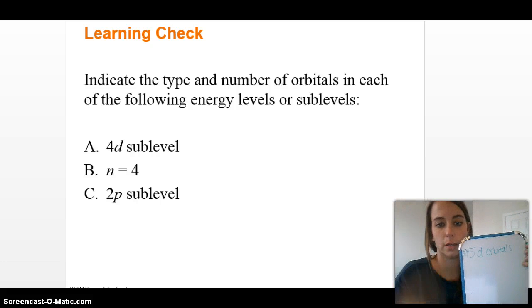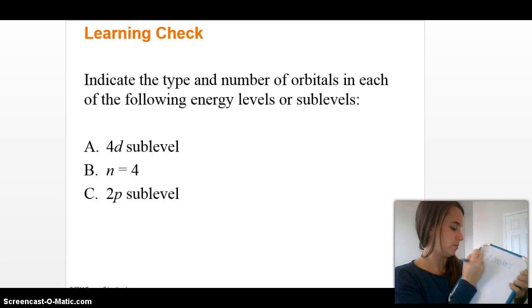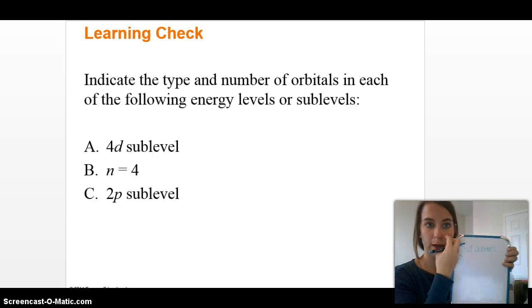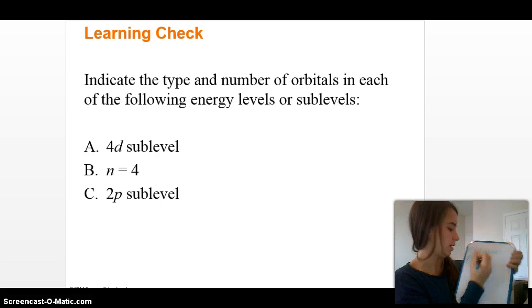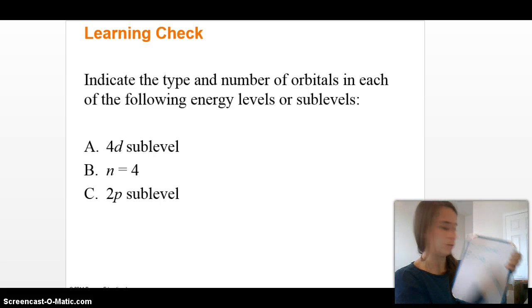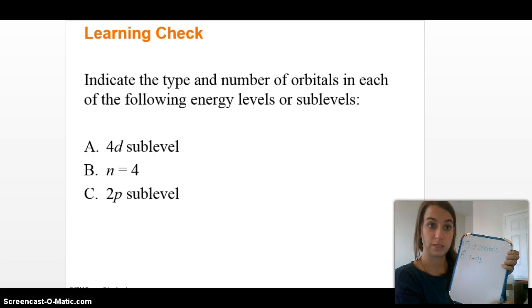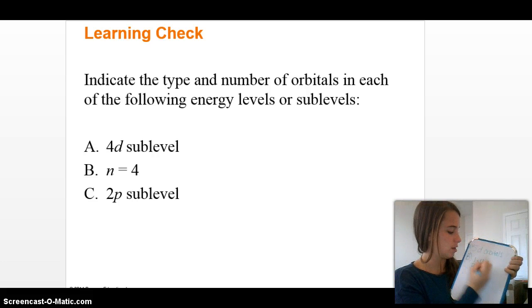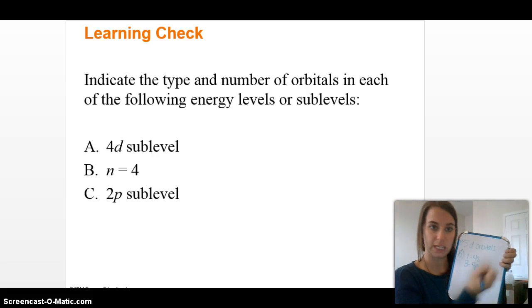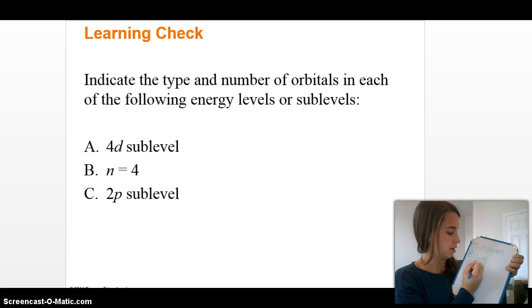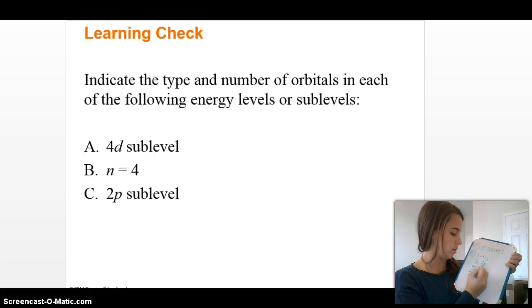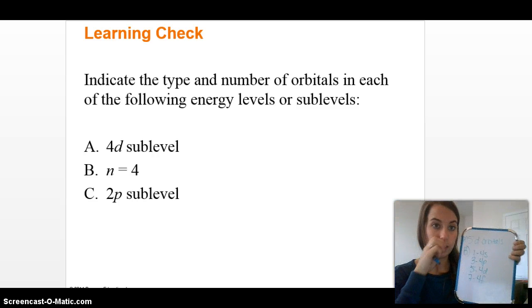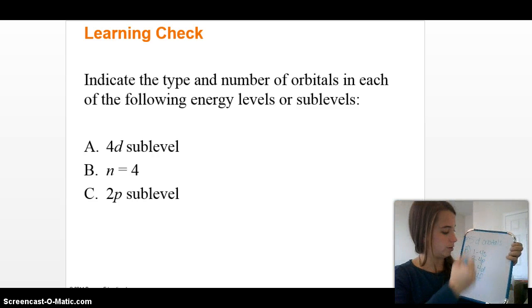4D orbitals, technically. In n equals 4, well, n equals 4 is an energy level. So we're going to have 4s, 4p, 4d, and 4f. So we're going to have one that's a 4s orbital, right? It's going to be that sphere. We're going to have 3 4p orbitals, those 3 p's. We're going to have 5 4d orbitals, because D has 5 orbitals, and we're going to have 7 4f orbitals. So we're going to have all these orbitals.